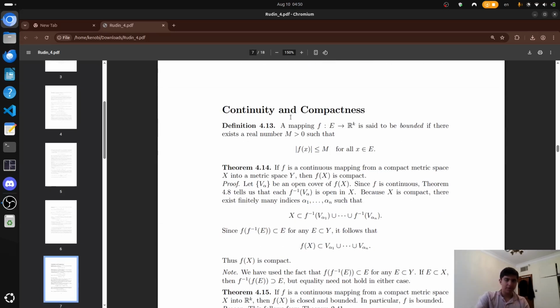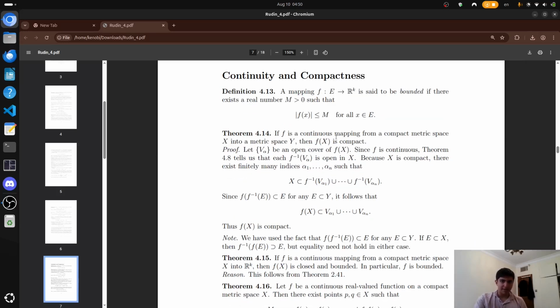Now we come to continuity and compactness. A mapping f from E to Rk is said to be bounded if there exists a real number M greater than 0 such that the absolute value of f of x is less than or equal to M for all x in E. That's what we saw in chapter 2 for the definition of bounded functions. Sorry, for bounded sets.